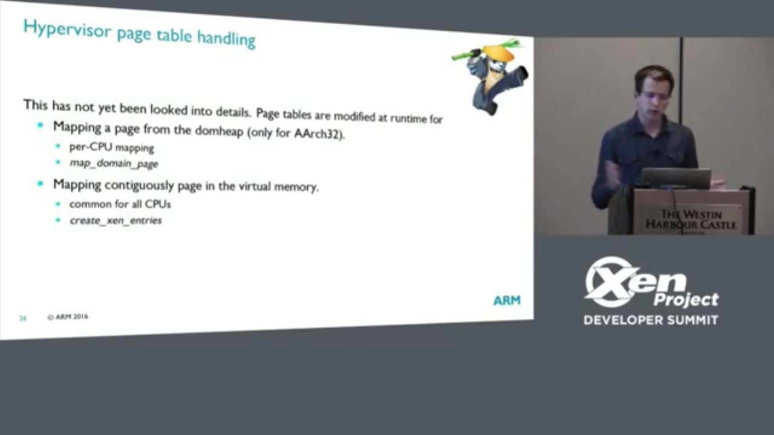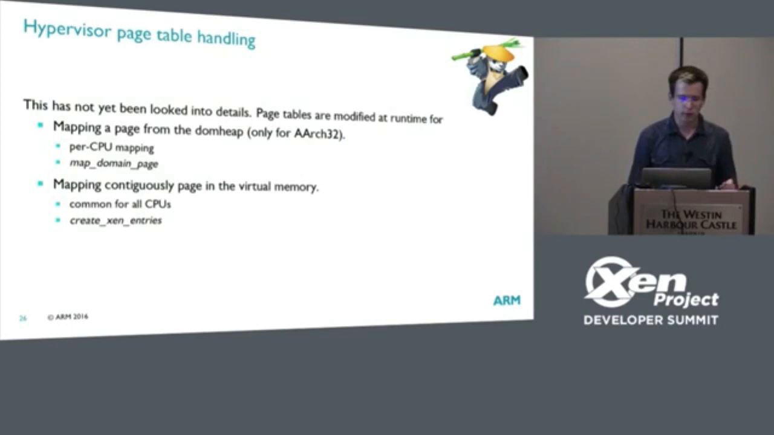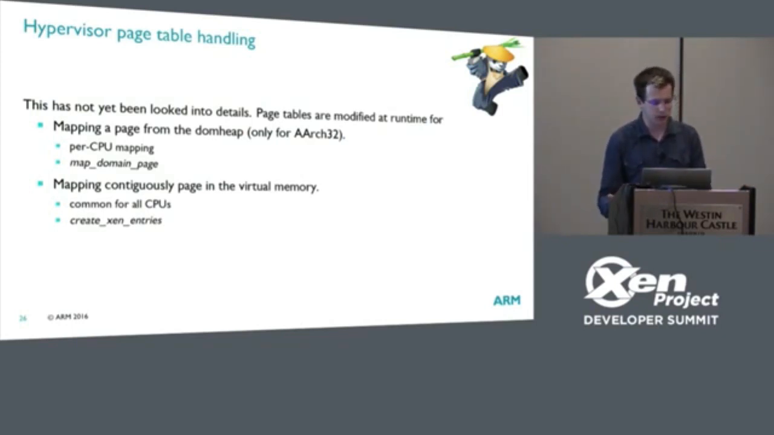On the other side, we have virtual memory where we can map pages contiguously using the vmap. This is common to all vCPUs because when you map it, you map it for a long time. I haven't looked much at the code, but it's where we might need break before make for handling the hypervisor page tables.